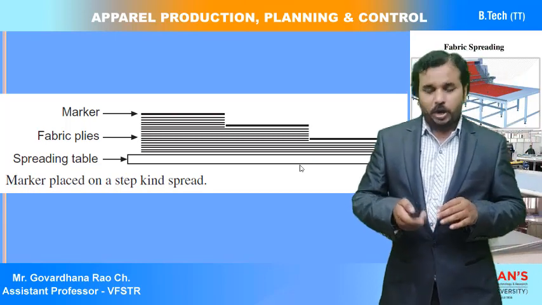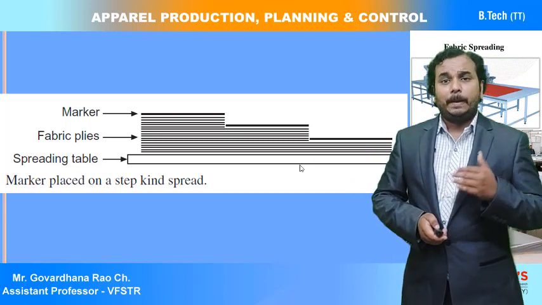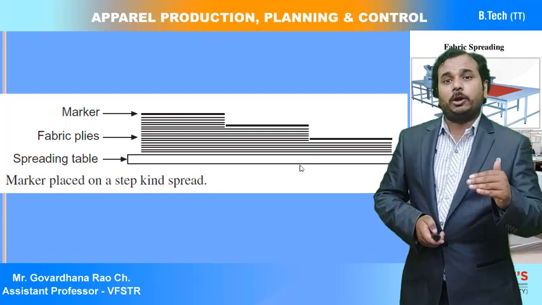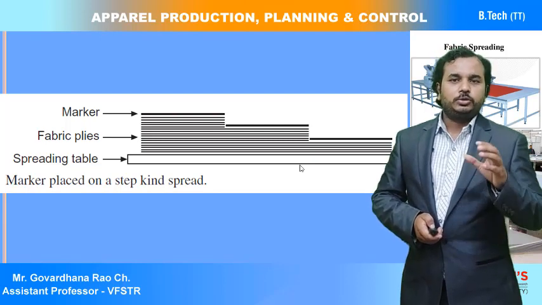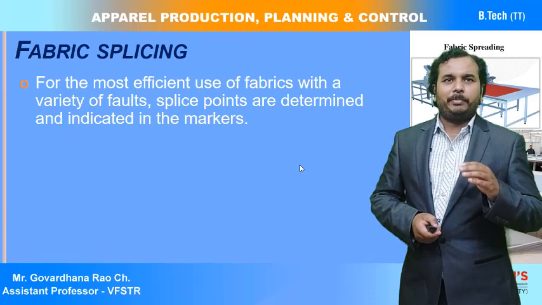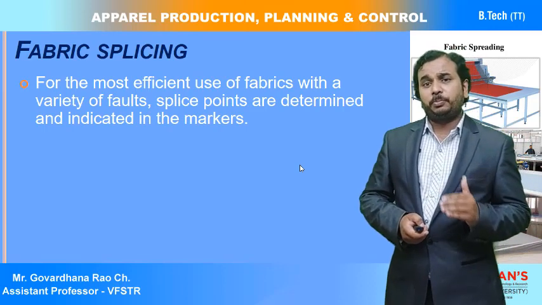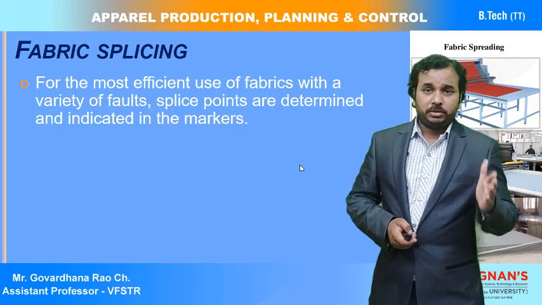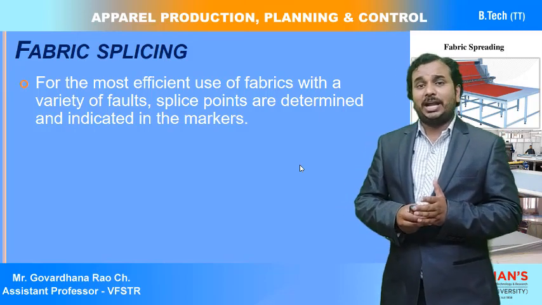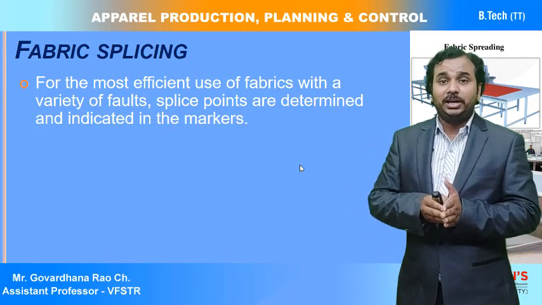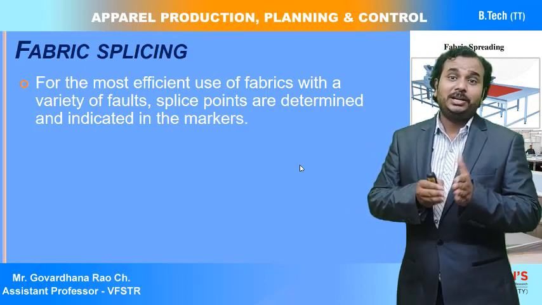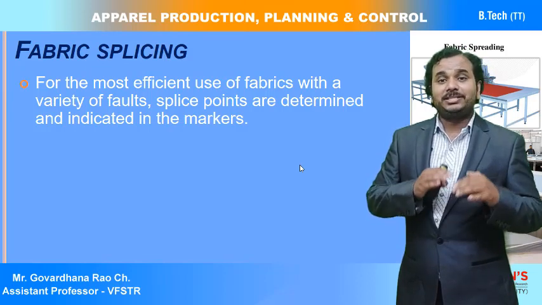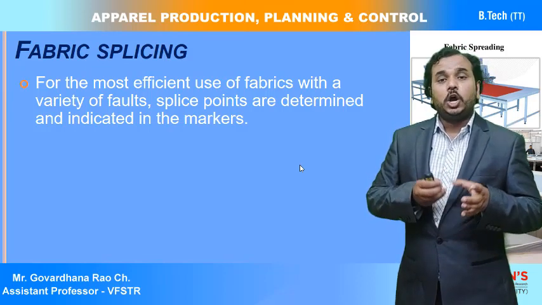So this is how we are going to place the plies of the fabric and how we are going to place the marker on top of the plies. Okay. So fabric splicing is the next thing. The last topic we discussed was step splicing, or step spread: how we spread the fabric step by step depending upon the ordered quantity.